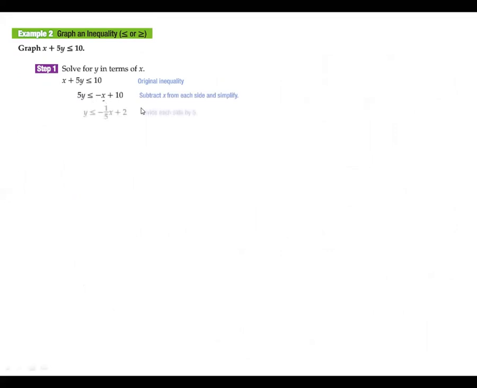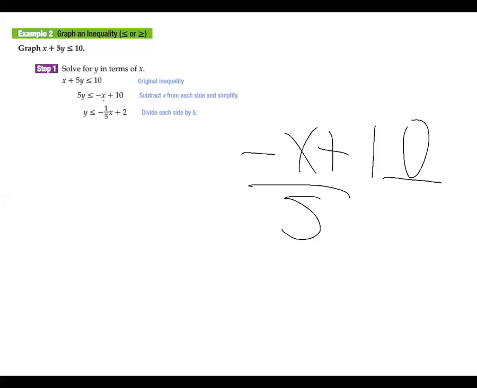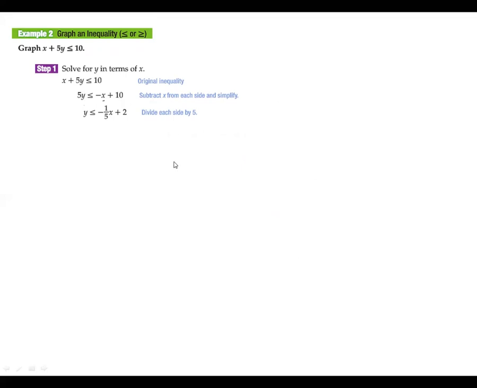Then divide both sides by 5. Now, when you have negative x plus 10 and you divide both things by 5, there's understood to be a 1 in front of that x. So you can see that this is negative 1/5. And it's helpful to think of it like that, and 10 over 5 gives you 2, because negative 1/5 would end up being your slope, and that tells you your rise over run.